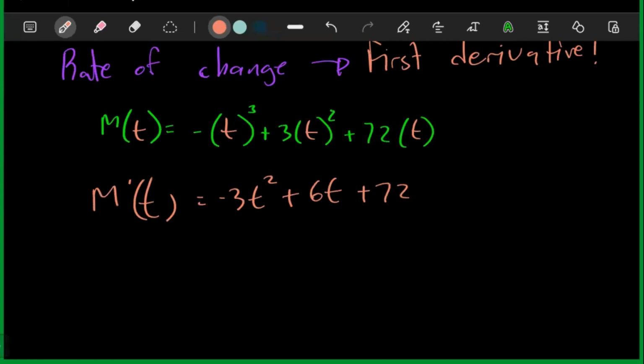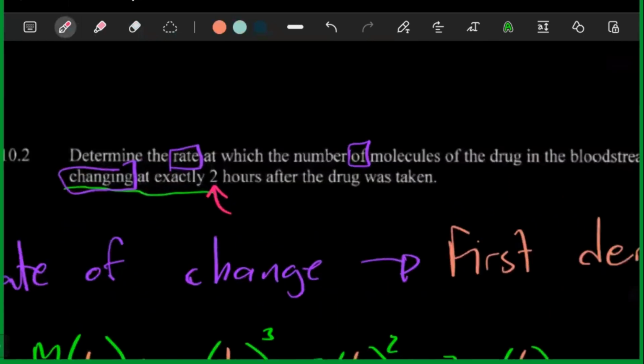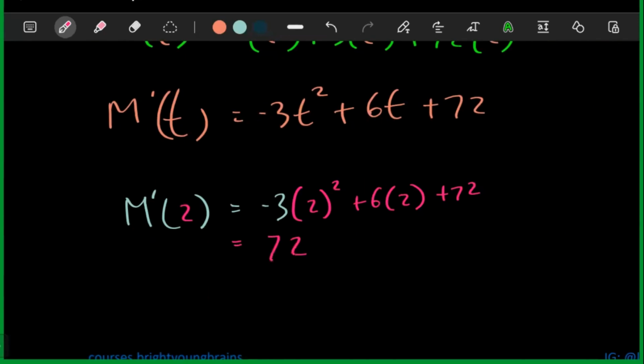You see it? Yes. So with this being said, we need to put a 2 where t is, because they said exactly 2 hours. Perfect. So if you put a 2 here, we can now just put all that in the calculator. It's going to give us negative 3 times 2 squared plus 6 times 2 plus 72. That's an answer of 72.